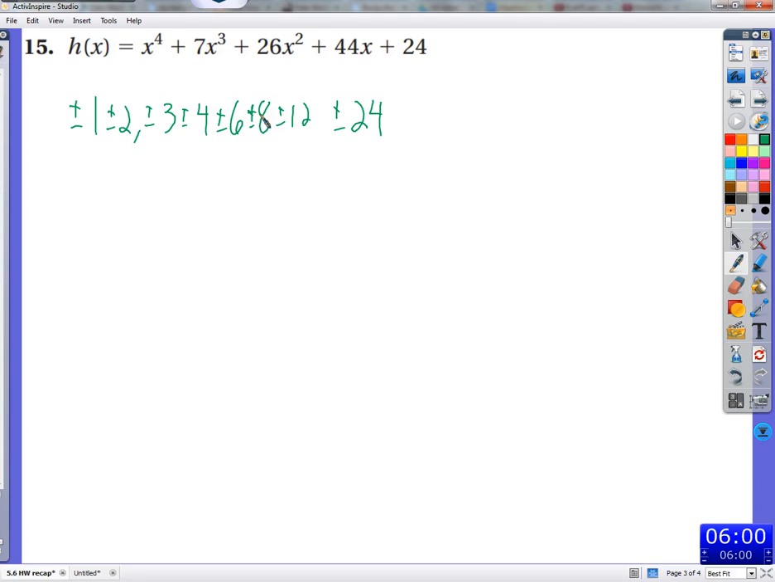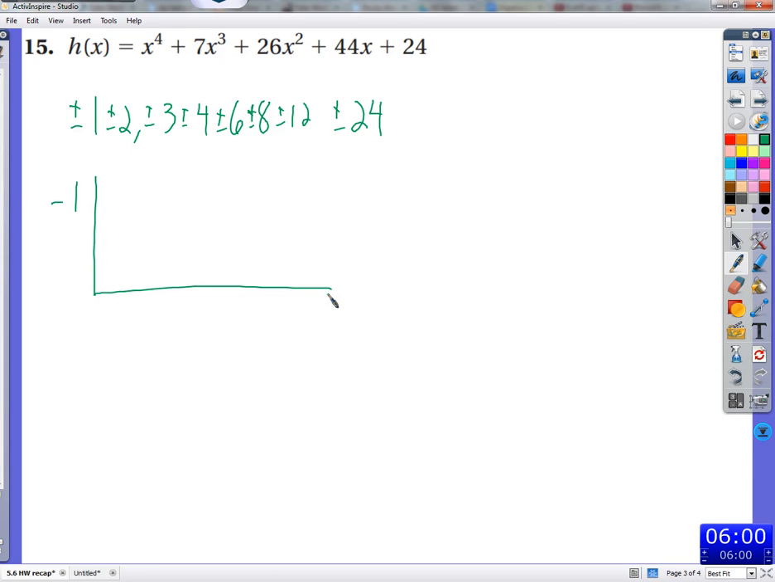Okay. So possible zeros. One of these could possibly be a zero, or several of them could be. So now, how do we start to find out whether these are zeros? Guess a number and do synthetic.